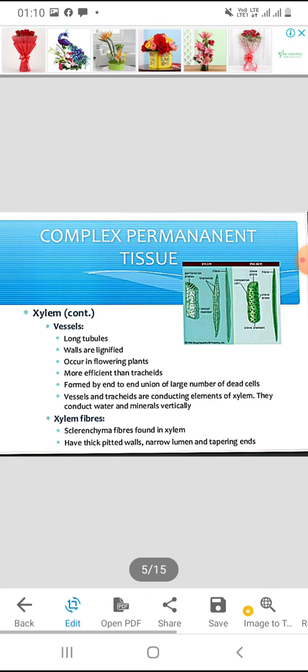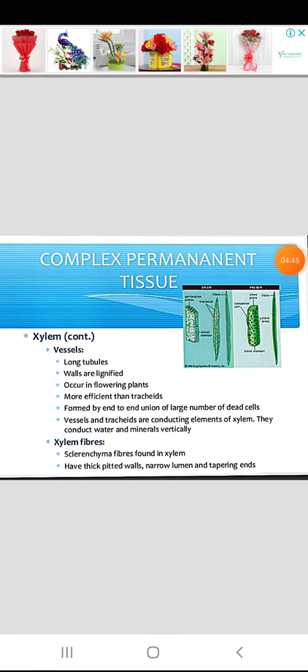Now xylem fibers. Here the term fibers means thin, hair-like projections. Xylem fibers are sclerenchymatous cells and serve mainly mechanical support. These are called wood fibers. Sclerenchyma fibers found in xylem have thick pitted walls, narrow lumen and tapering ends. Here you can see the diagram of xylem vessels and xylem fibers.